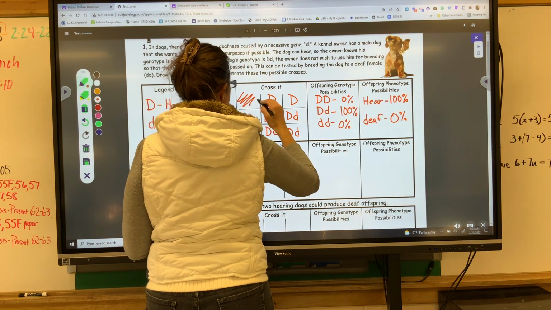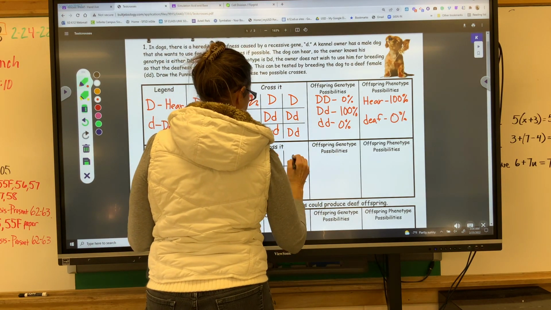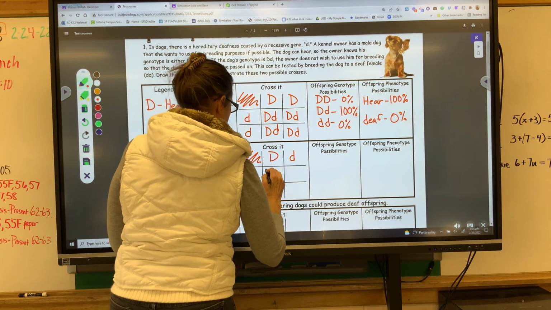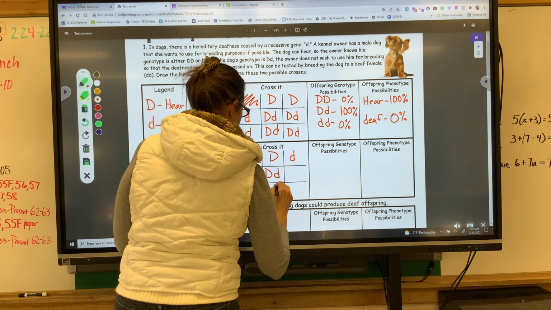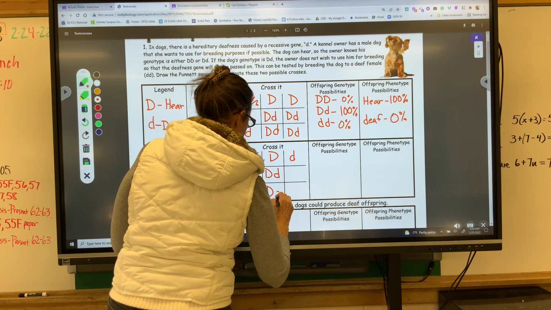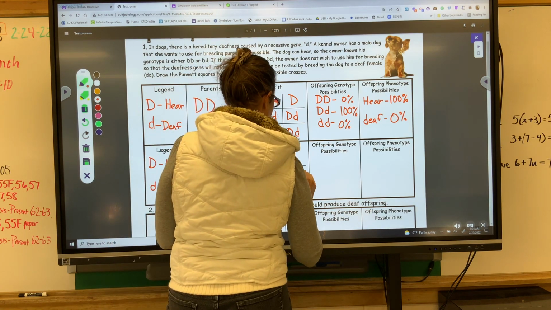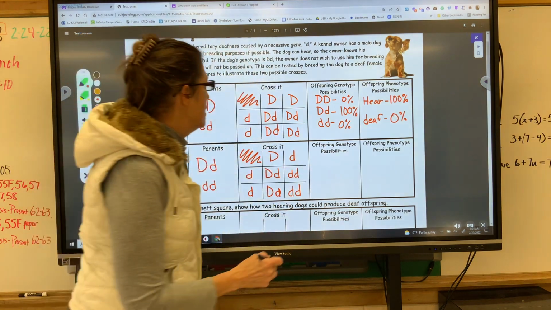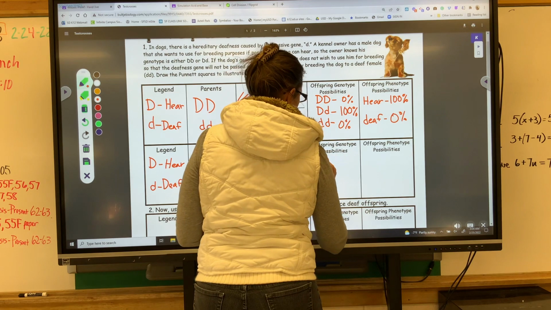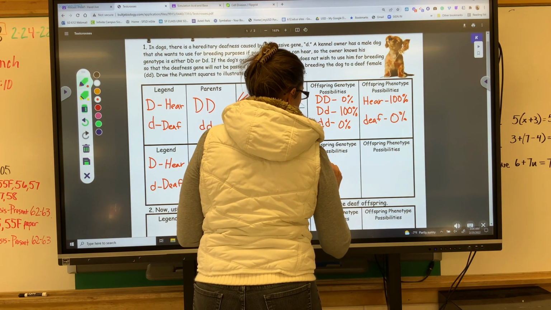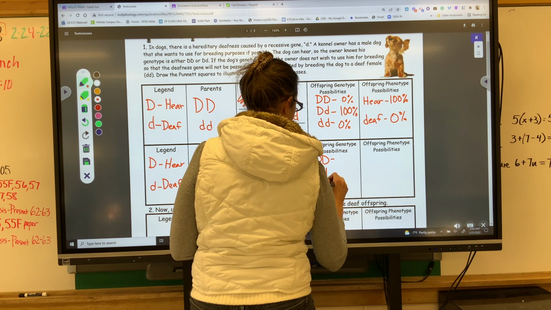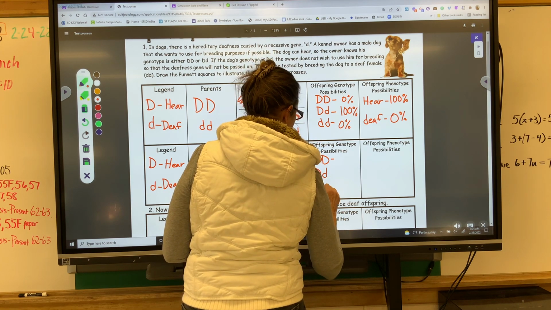Okay? All right, but on the next one, do the same thing. We're going to fill that in. So this is capital D, small d, small d, small d. Do the cross. And same with that, possible genotypes. They're going to be the same as above. Either homozygous dominant, heterozygous, or homozygous recessive.